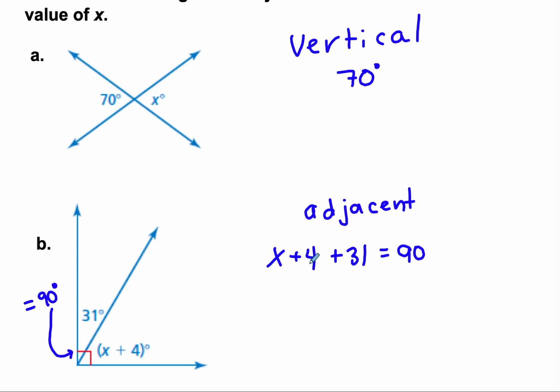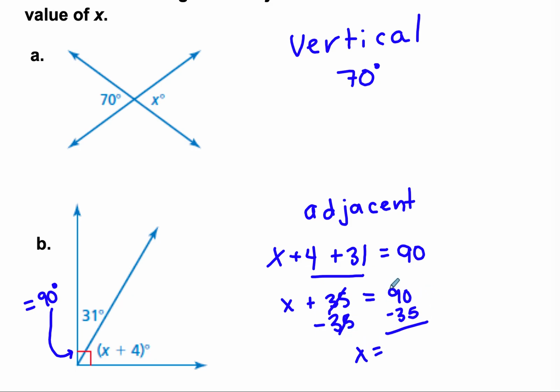Okay, so now we're going to solve this one. We've done equations like this before, but our first step is to combine any like terms that are on the same side of the equation. So 4 plus 31 is 35. And then I have x plus 35 equals 90. To cancel out the plus 35, we're going to subtract 35. We're subtracting 35 from each side.